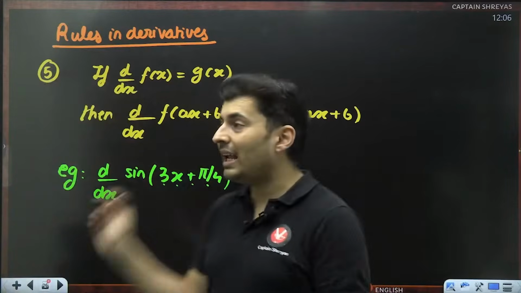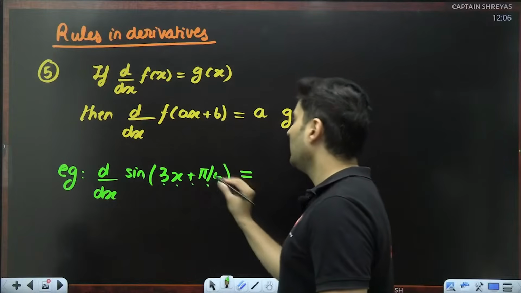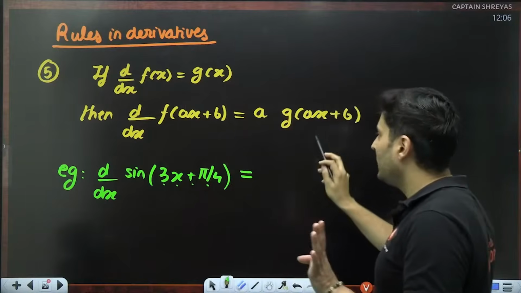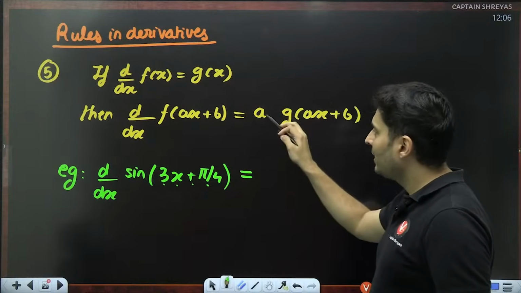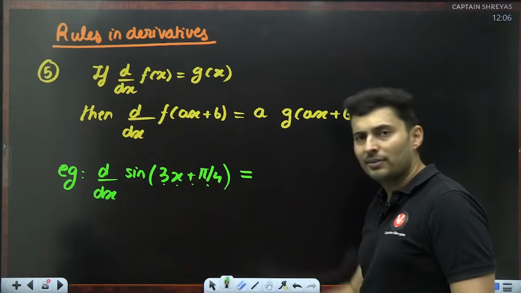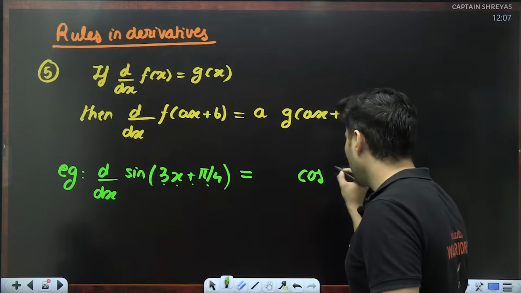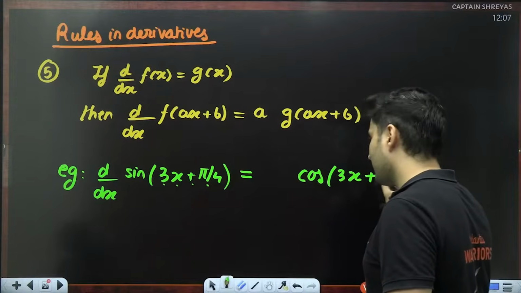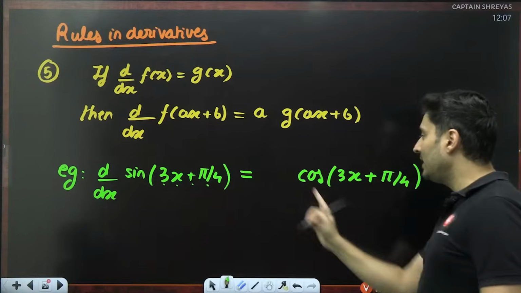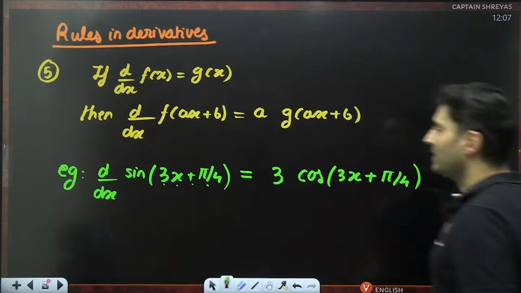So whenever you see ax plus b form, use this method. What does this method say? If the derivative of a function is something, you find that derivative and just multiply it with the coefficient of x. What is the derivative of sine? Cos. So just simply write cos of 3x plus pi by 4 like you would do normally, but multiply this entire thing with the coefficient of x, which is basically 3. So this is the answer.